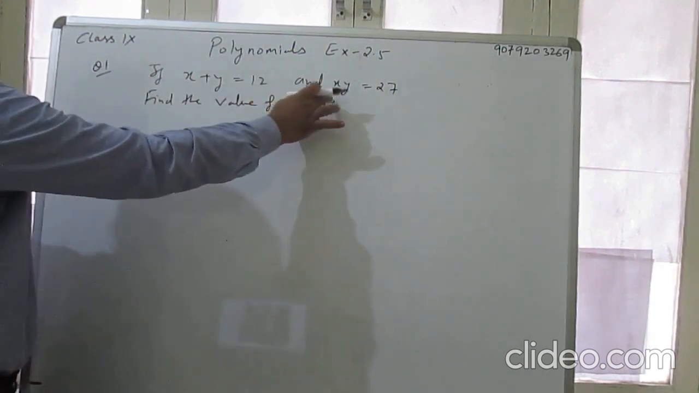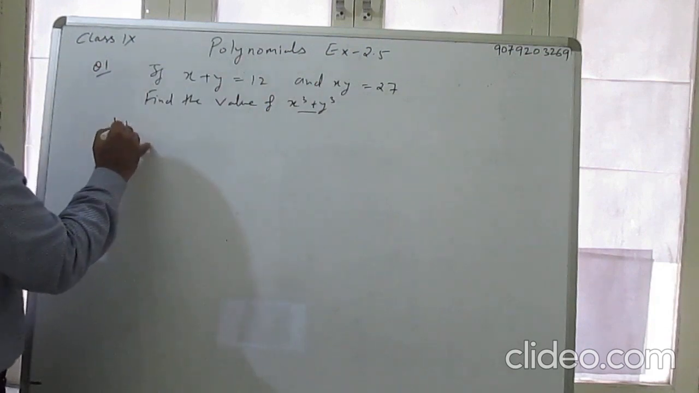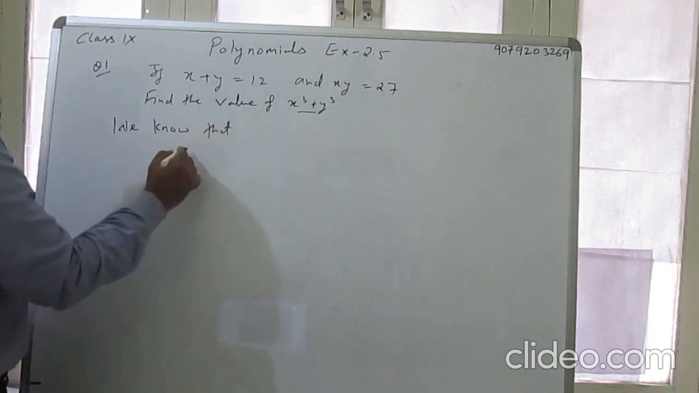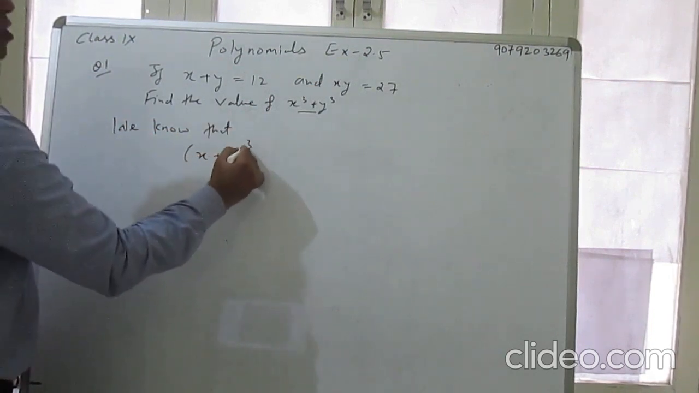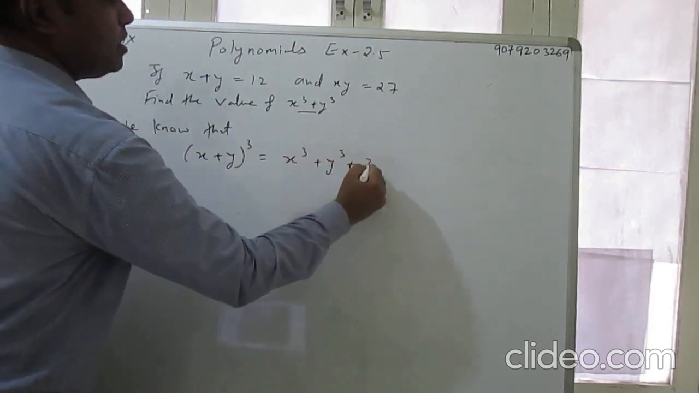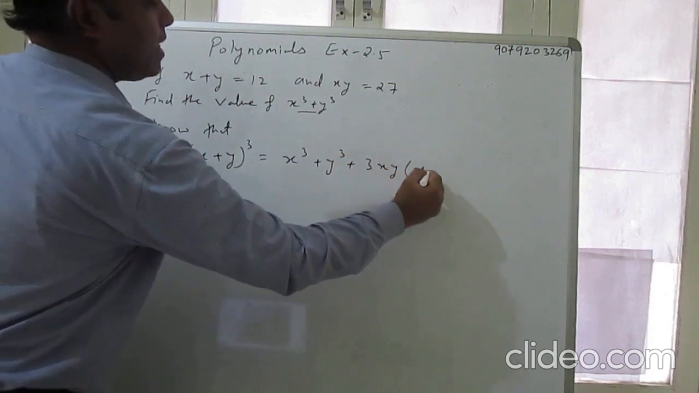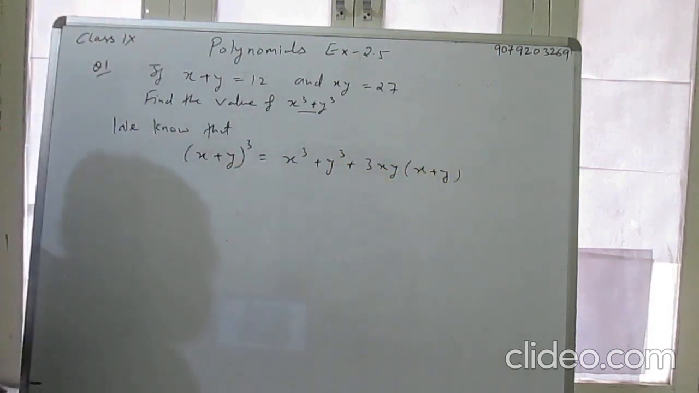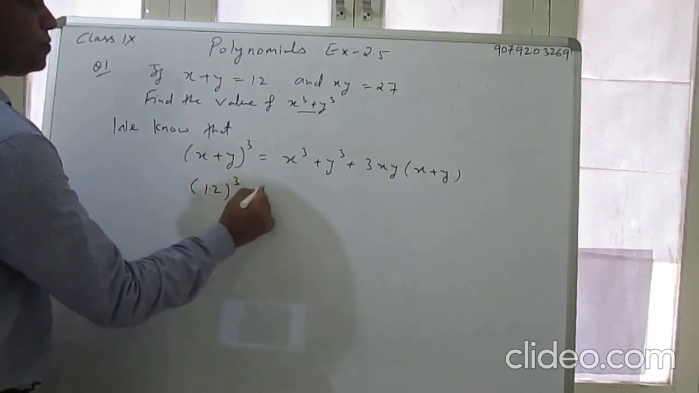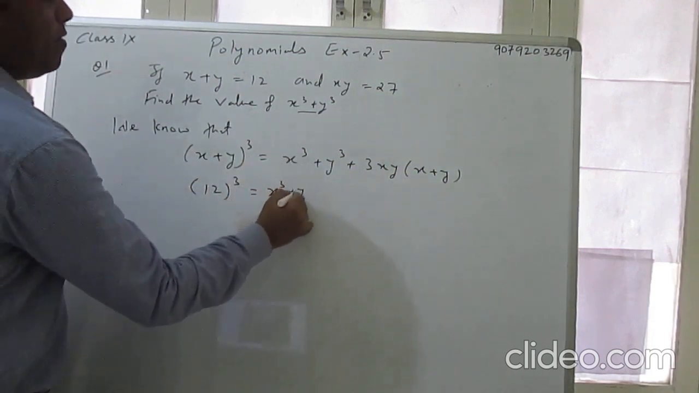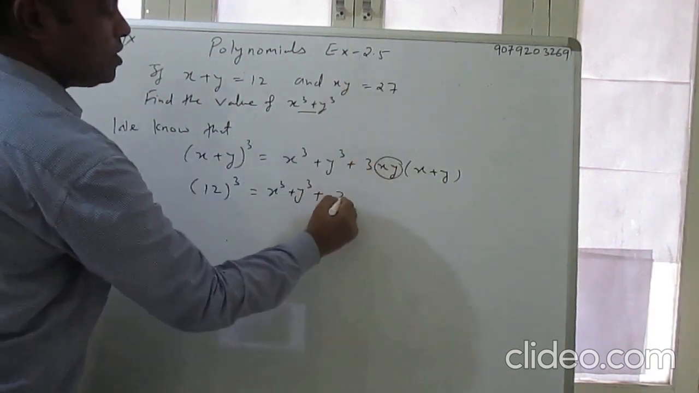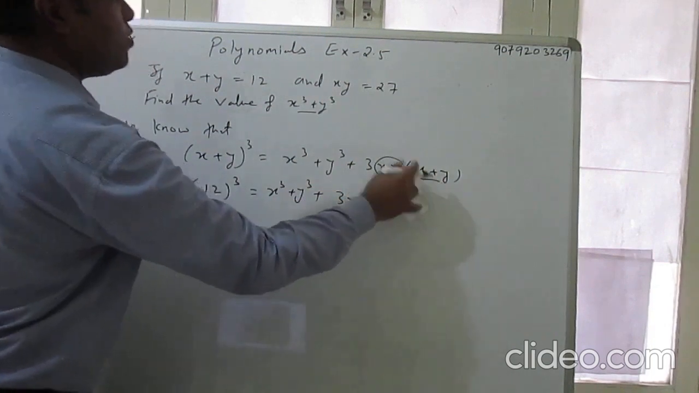See here, which identity is it? Cube identity. We know that x plus y whole cube is equal to x cube plus y cube plus 3xy bracket x plus y. This is the formula of x plus y whole cube. x plus y whole cube is given to you, 12 का cube. x cube plus y cube we have to find out. What is xy? xy is 27, and what is x plus y?